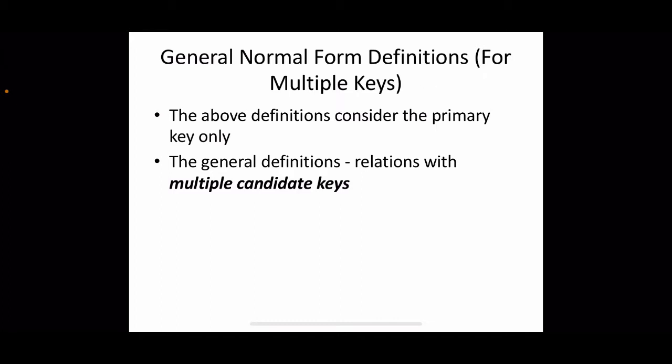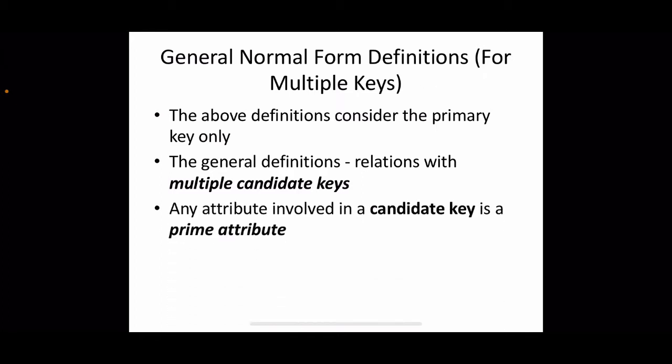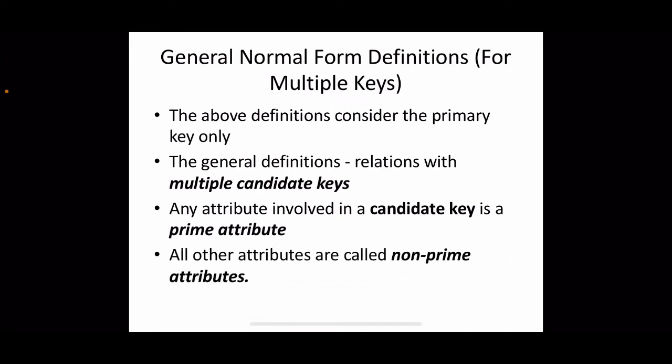Let us start with the definition of a prime attribute. We defined it earlier as a part of a primary key. Now let us modify the definition. Any attribute involved in a candidate key is called a prime attribute, and all other attributes are called non-prime attributes. We will define partial and full functional dependencies with respect to all the candidate keys of a relation.